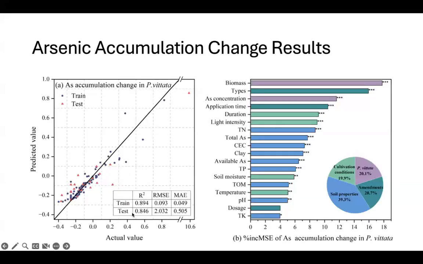So this figure here shows that the R-squared values were pretty close to 1, and the RMSE and MAE values were fairly low. The most important factors in the arsenic accumulation change were biomass production, types of amendments, and arsenic concentration within the soil.